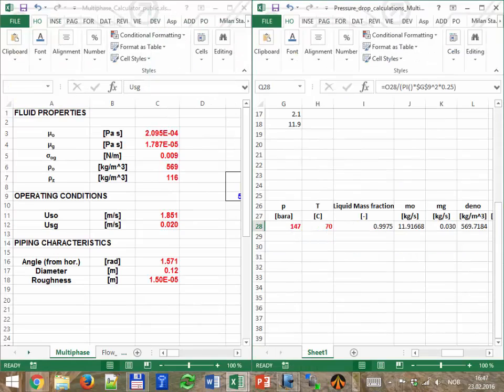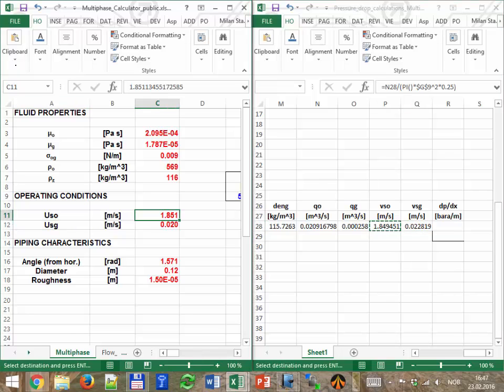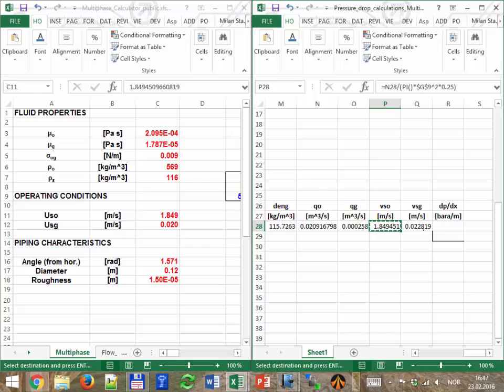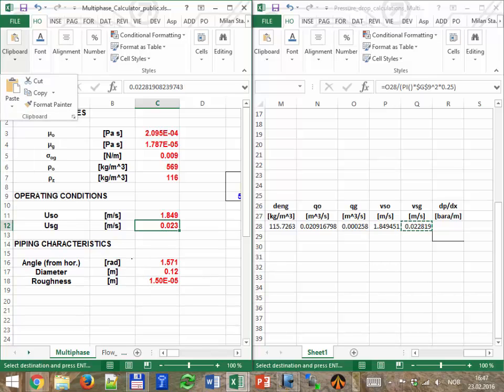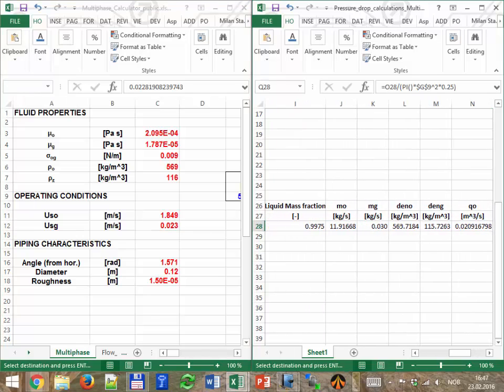So let's see if we can find all of that information for this tool to work. Let's see, superficial velocities, they are here. So we copy this and paste it here, and we want to paste values. Then we copy this number, paste these values. Now we need the densities. I think the densities we also extracted from Hysys. Densities of the oil.